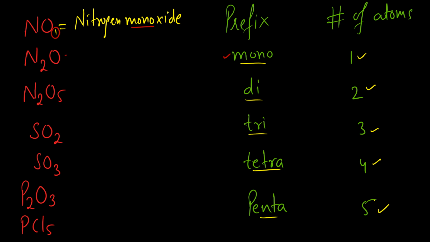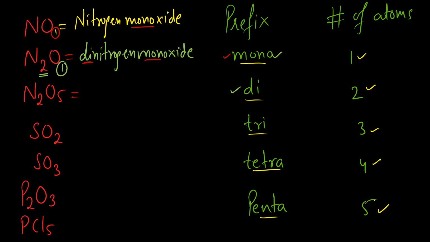Now let's go to the next. In the next we have in total two nitrogen. For two nitrogen we are supposed to use the prefix di. So it's going to be dinitrogen. Now how many oxygen? Only one. So for one I'm going to use mono. So it's going to be dinitrogen monoxide. So you might have got it, why I have used di and mono here with respect to their number of atoms in the molecule.